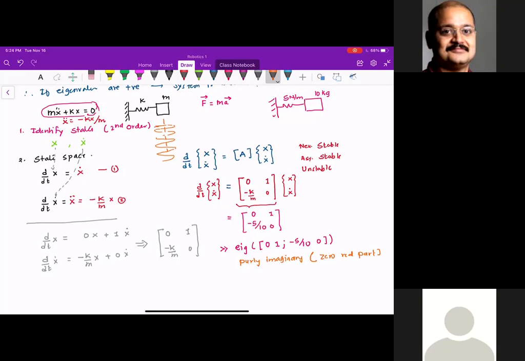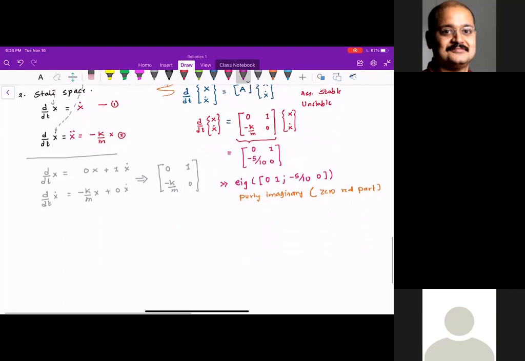Now let me add one more thing to it. If I add a damper, now my equation changes. So let me add a damper, adding damping.